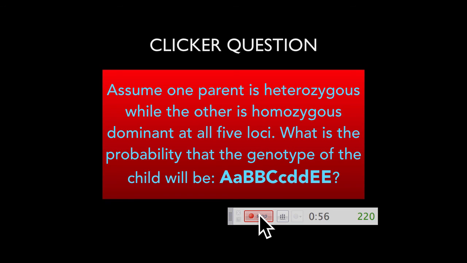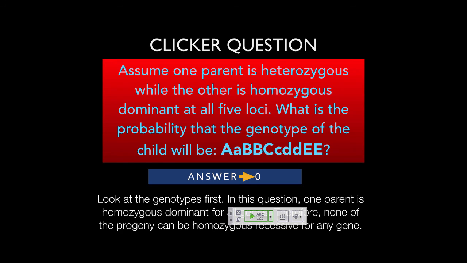Okay. 4, 3, 2. No, yeah, come on. All right, what's the answer? 1/2. Exactly. Here's the answer over here. Look at the problem. Think it through. If one's a heterozygote and the other's homozygous dominant, you can't have a child who's homozygous recessive. You can't get a child that's homozygous for D. So the answer is 0.